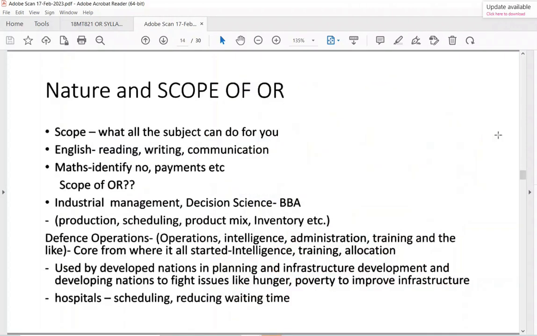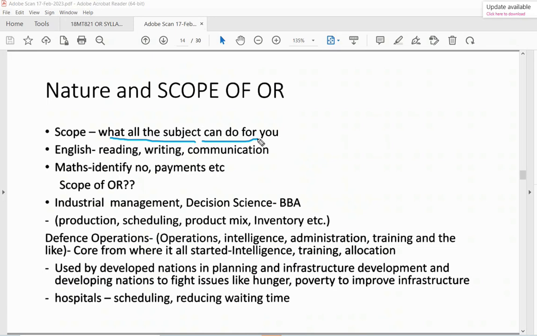Okay, then what is the nature? What is the scope of operation research? Okay, what is the scope? What do you mean by the scope? It is the subject in which you can do something. That itself is scope. If I take a particular field, what I can do in that field with respect to improvement and development, that itself is called the scope.